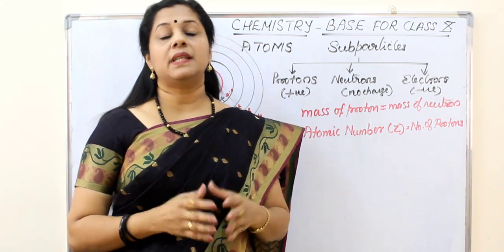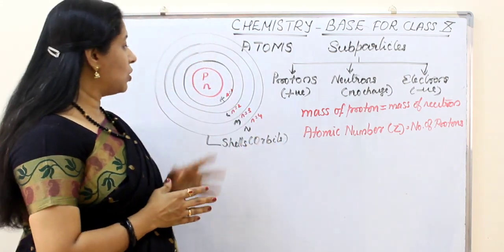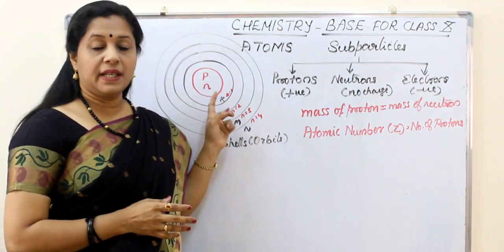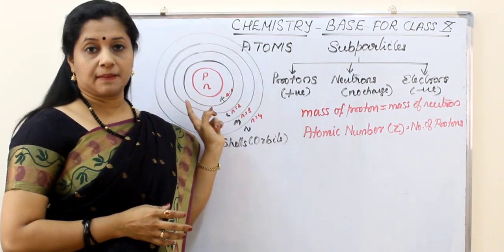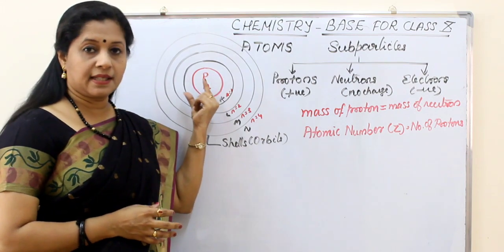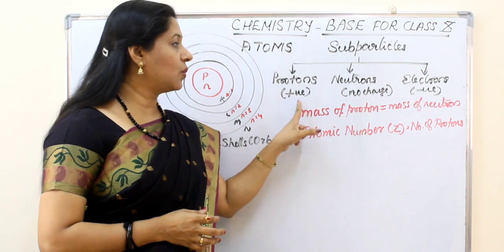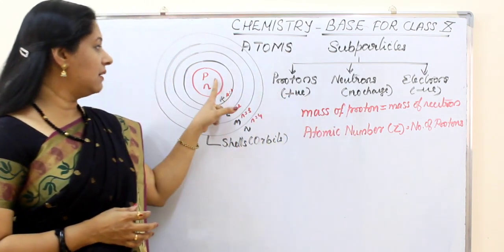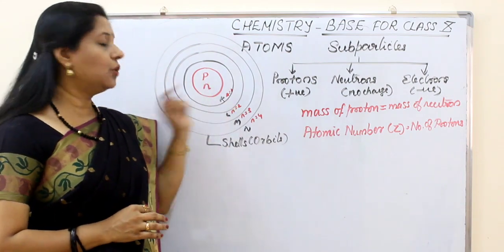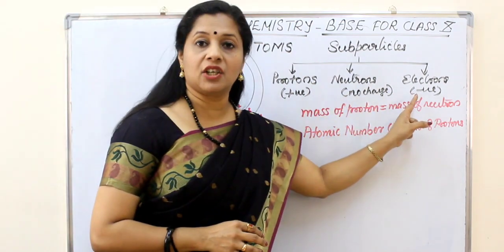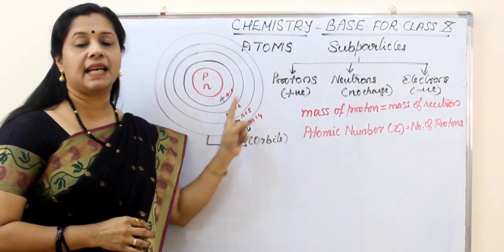For that we are using the atom model called Bohr's model of atom. According to Bohr's model of atom, there is a nucleus in the center and there are shells or orbits around this. So within the nucleus at the center, these 2 subatomic particles are present. Which are they? Protons and neutrons. So positively charged protons and chargeless neutrons are there in the nucleus. Now where are these electrons situated? They are revolving in these orbits or shells around this nucleus.